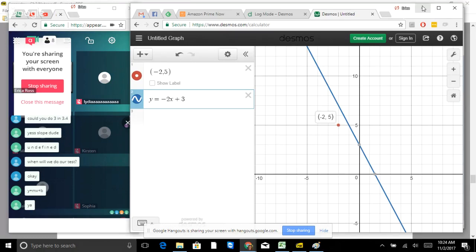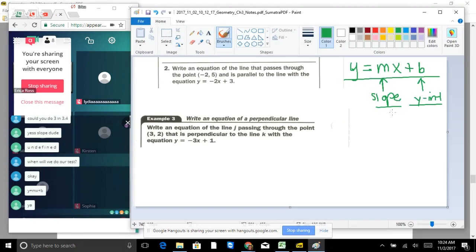All right, so the first thing that we need to do is, for some reason they gave us this original equation. They gave us the equation that it's parallel to. What do we know about this equation? We know that the slope of this equation is -2, and we know that the y-intercept is at 3. We want to find an equation of a line that is parallel to this. What do we know about parallel lines and their slopes?